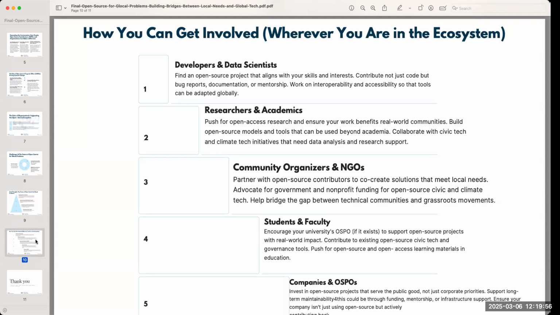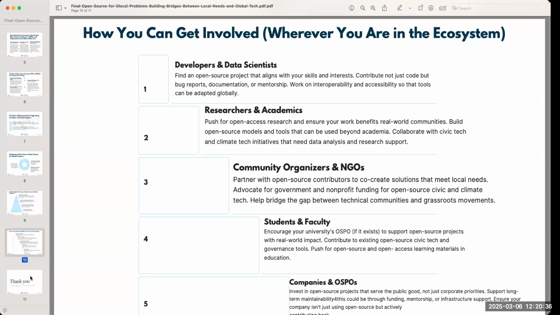And then for companies and hospitals, you can invest in open source projects that serve the public good, not just corporate priorities. You can also support long-term maintainability, and this could be through funding, mentorship, or infrastructure support. Another way to do this is to ensure that your company isn't just a user of open source tools, but they're actively contributing back, giving their quota, giving their intelligence, giving their time as well.